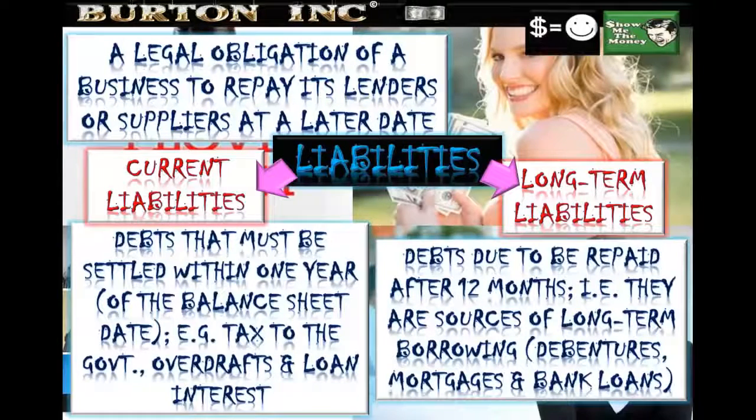Current liabilities, that 12-month term is key again. So debts that must be settled within 1 year of the balance sheet date. For example, tax to the government, overdraft repayments and loan interest. On the other side, we're talking longer than 12 months, so debts due to be repaid after 12 months. And we're talking about long-term sources of borrowing and finance here. Things like debentures, mortgages and bank loans.